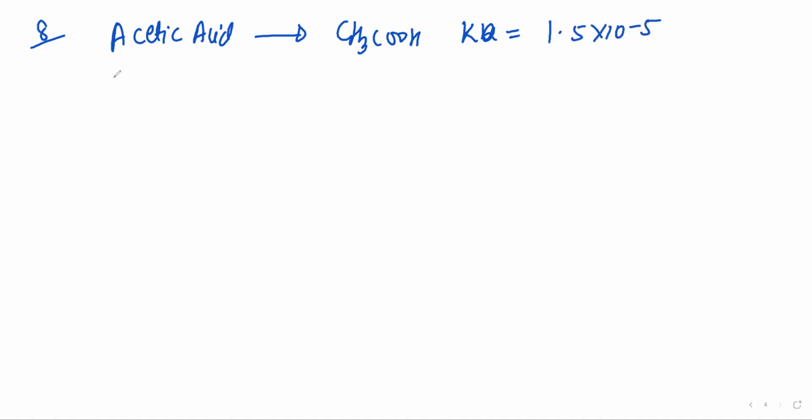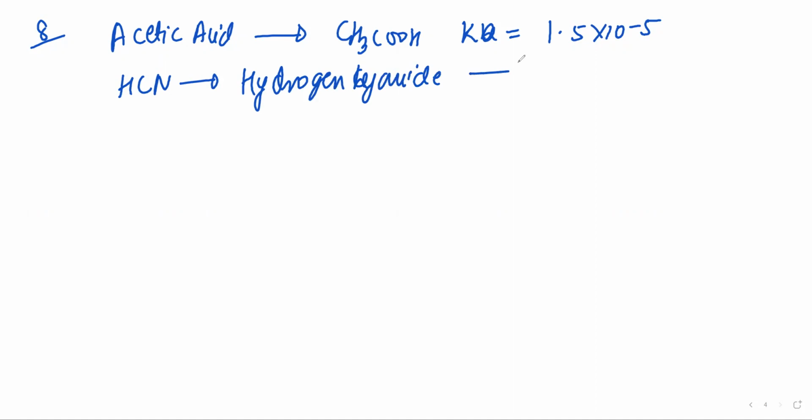And the dissociation constant for hydrogen cyanide, K is given as 4.5 × 10^-10. So you have to find the equilibrium constant for the reaction.